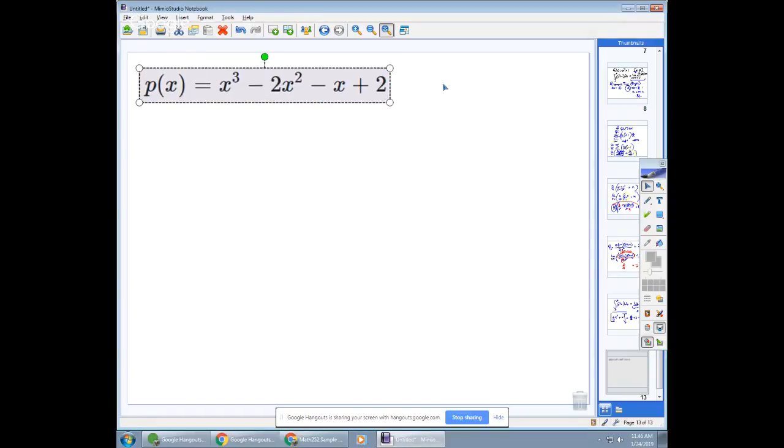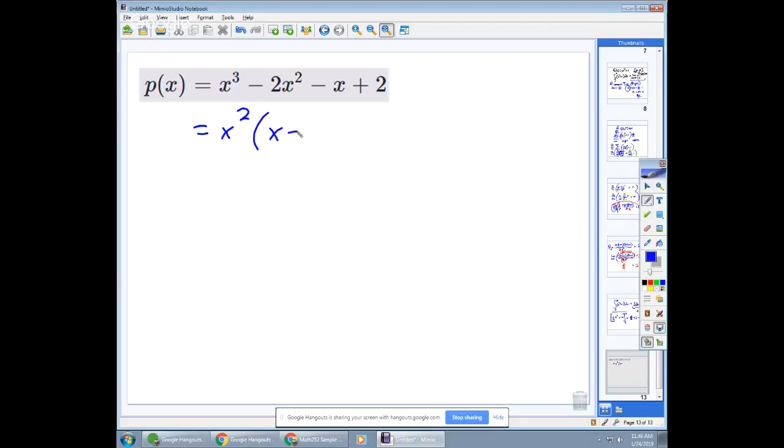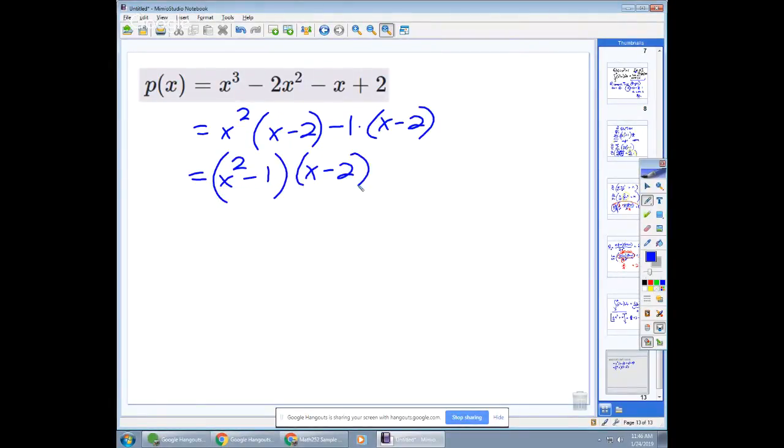If you haven't already, whip out your graphing calculator, but I want to try to do it without. So let's see, this factors as, I can pull out an x squared from the first two, which leaves me x minus 2. From the next two, I'm going to pull out a -1. That's going to leave me an x minus 2. So this factors as x squared minus 1 times x minus 2. X squared minus 1 factors, right? So that's x minus 1 times x plus 1 times x minus 2.